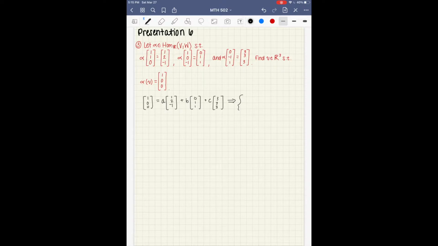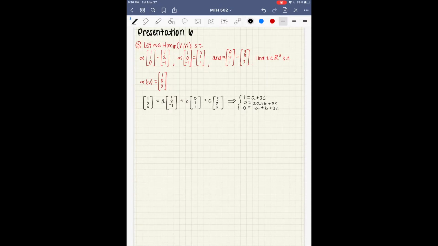So we have 1 is equal to a plus 3c. We don't have a b because the first part of the second vector is 0, so there's no b. Our second equation we get is 0 equals 2a plus b plus 3c. And our last equation we get is 0 equals negative a plus b plus 3c.